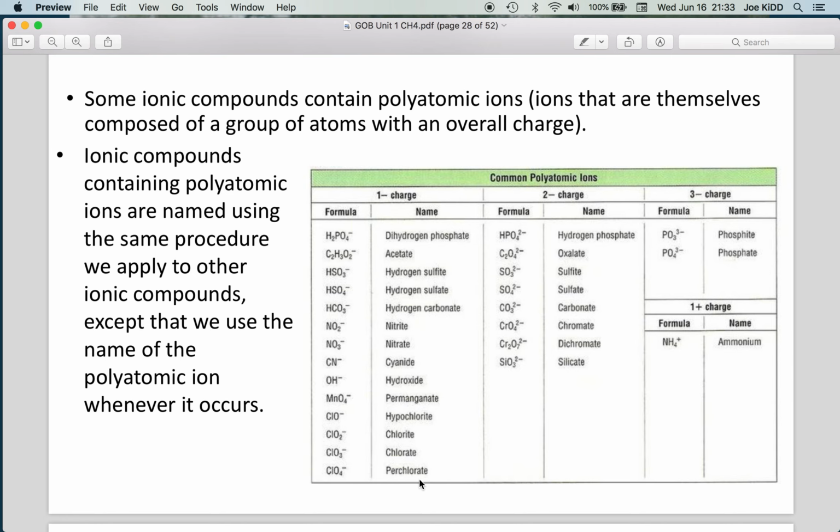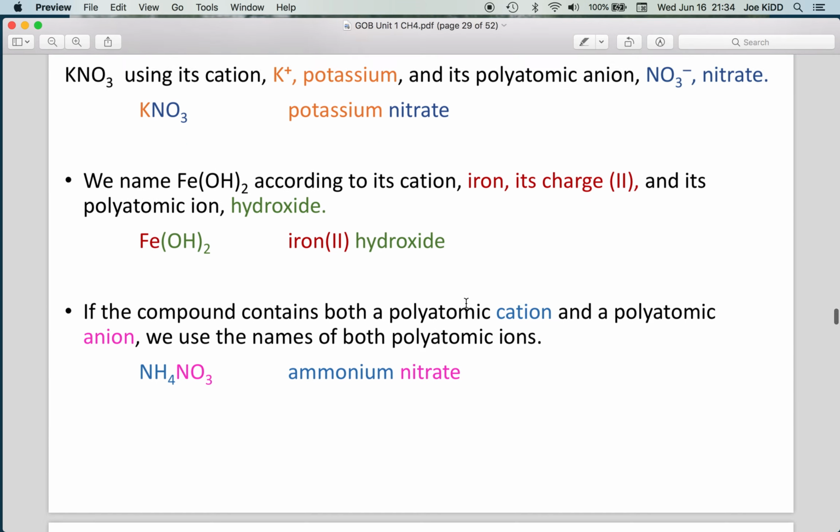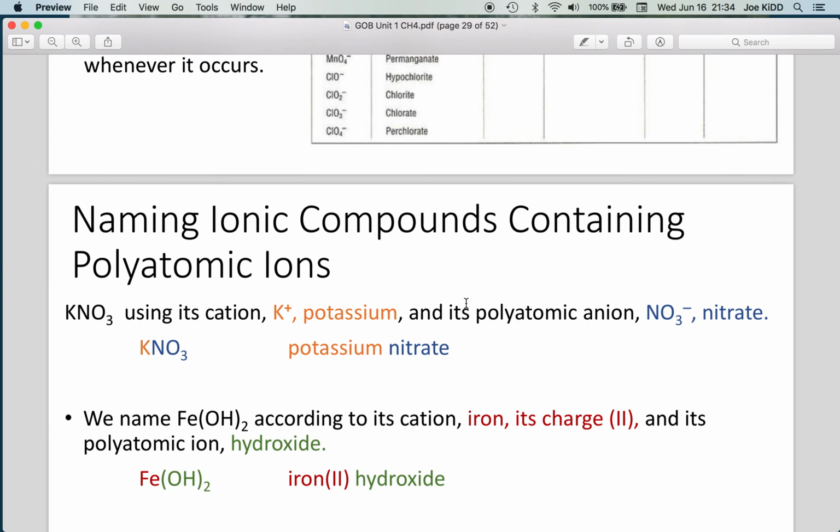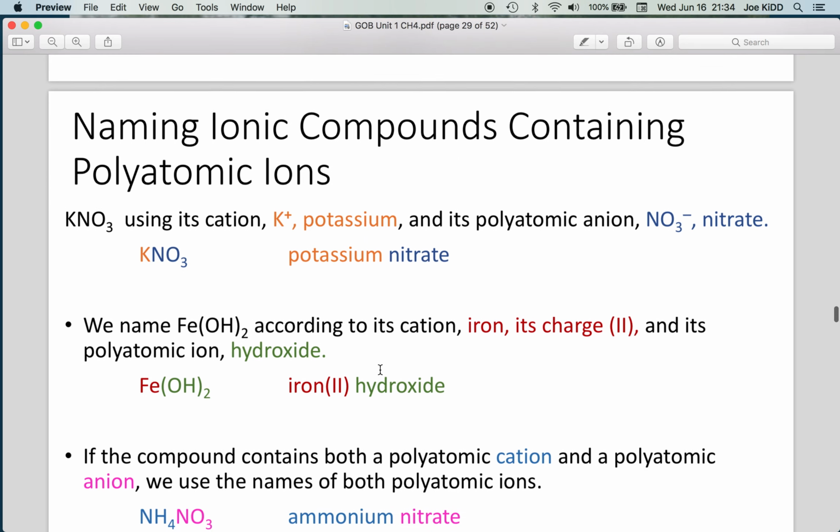But again, you don't need to necessarily memorize these. The more you do them, the more you will just know them. But when we have a polyatomic ion, we're going to keep the whole polyatomic ion together. So for example, I've color-coded this. If you are someone who has trouble with distinguishing colors, please let me know, and I will provide you with a different set of slides for this section.